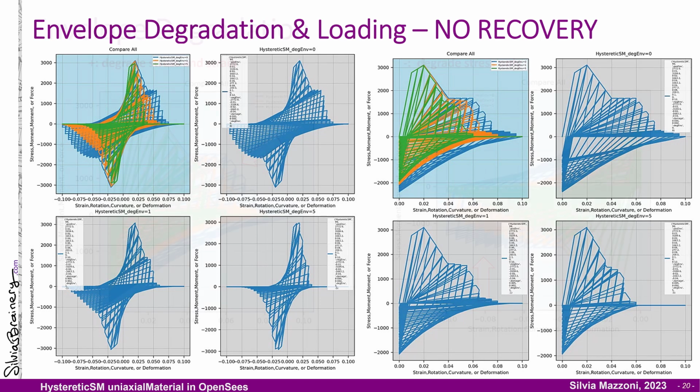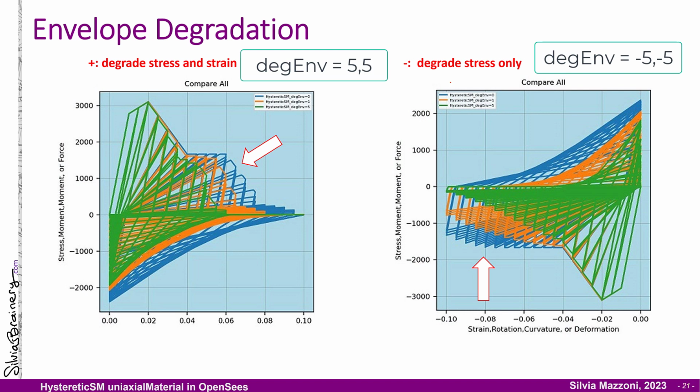Now, what I want to show you in the next slide is what happens if you have a positive value, which is what I was telling you before. Now the curve is degrading both in stress and in strain, so it's going in this way. Or if you have a negative value, then you only have degradation. You see this point here has only moved downwards, okay?